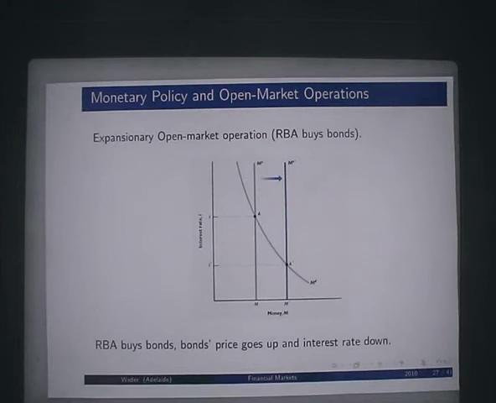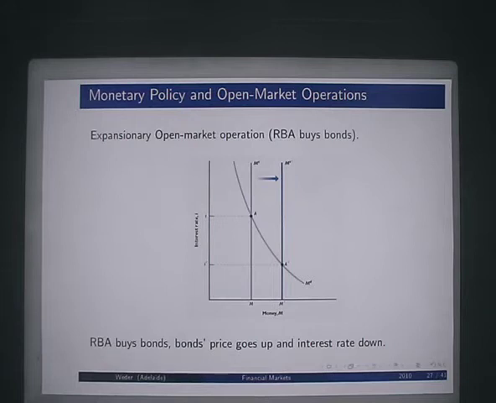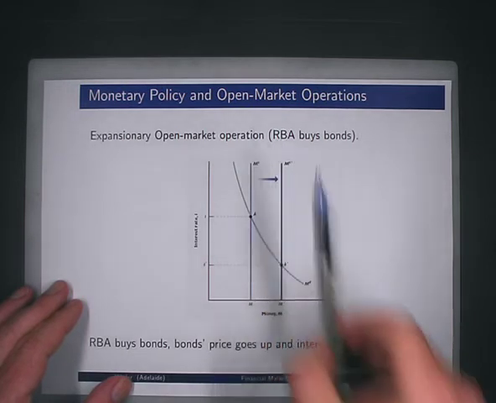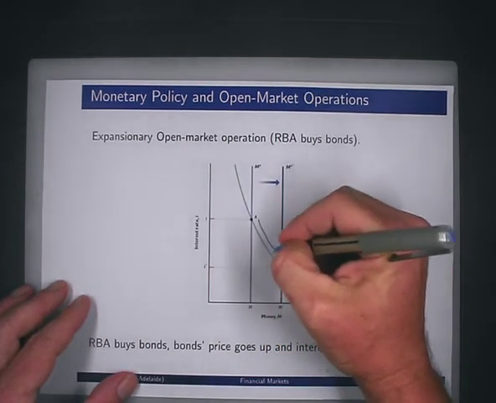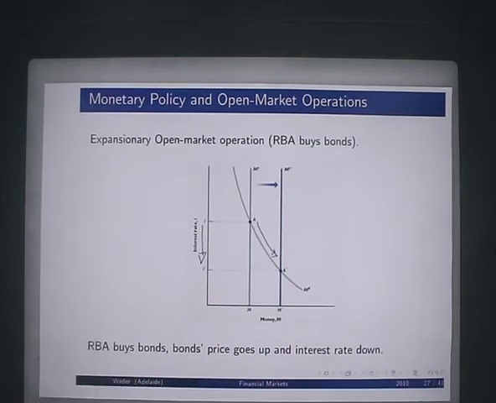So in terms of our little money market model here, what happens? If you have an expansionary open market operation, the central bank buys bonds and brings money into circulation. So there is more money in circulation, and the interest rate falls. So the bond price goes up, but the interest rate goes down.